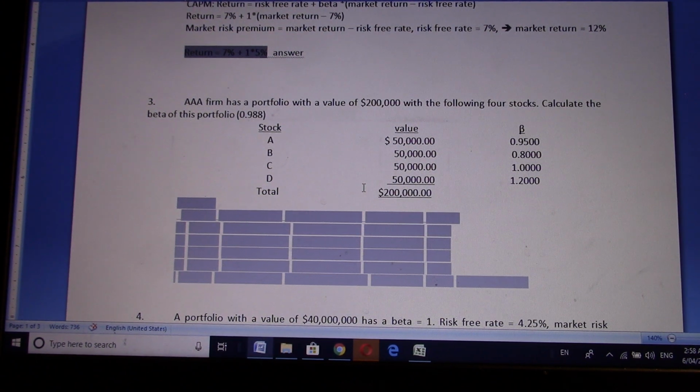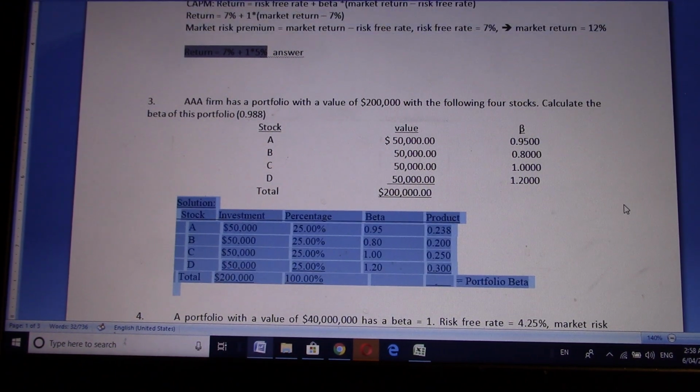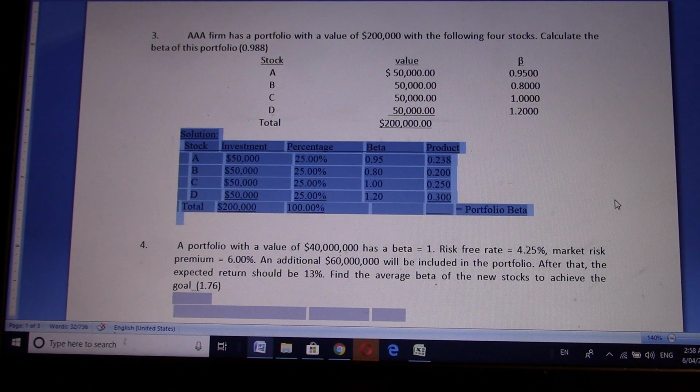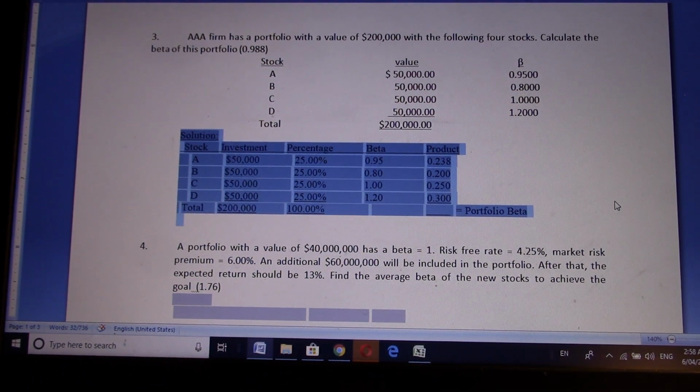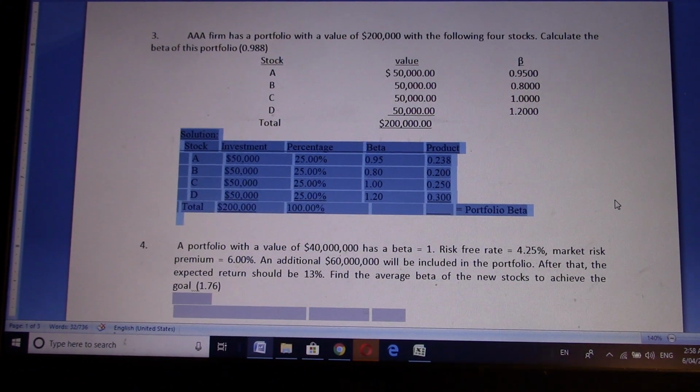The portfolio's beta is just a weighted average of all the stocks in it. So you should get the weight of each stock, multiply by its beta, and add them up. That will be the portfolio's beta. Yeah, let's take a look. When somebody asks you for the portfolio's beta, you know it's just the weighted average of all the stocks in the portfolio. So you need to calculate the percentage or weight of each stock in the portfolio first, multiply by its beta, and add them up. That's your portfolio's beta.